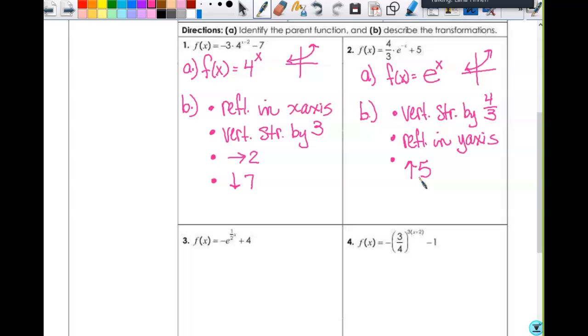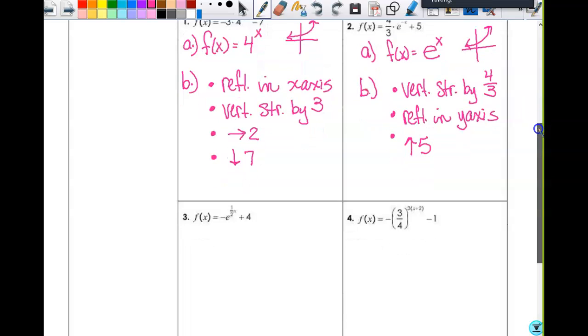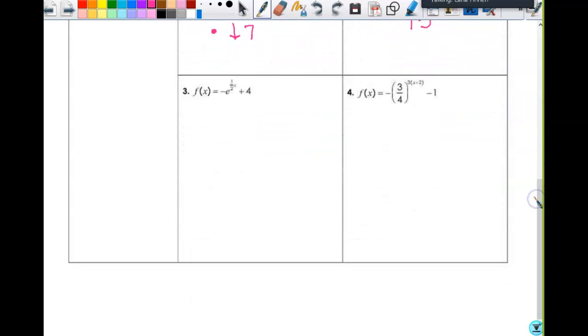Any questions? Same old, right? We're going to skip to number 4, because we definitely don't need to do all of these. We're going to do number 4.